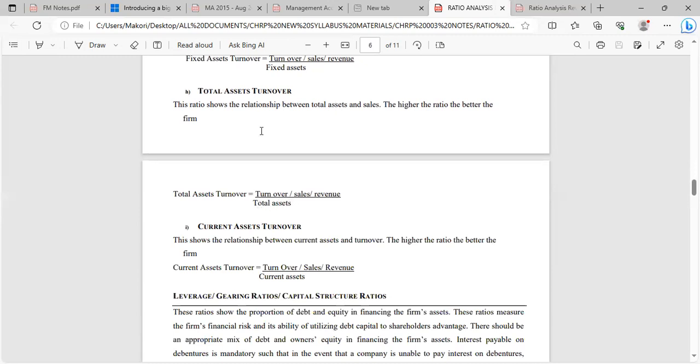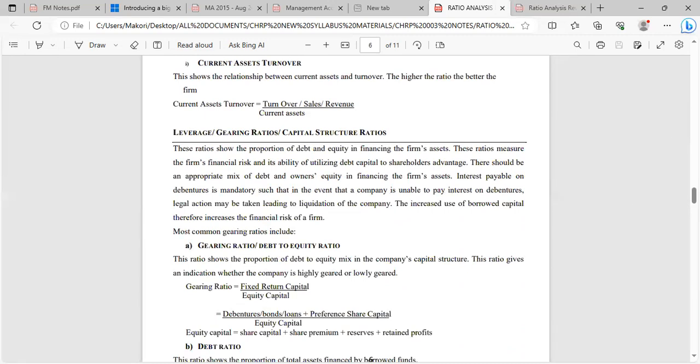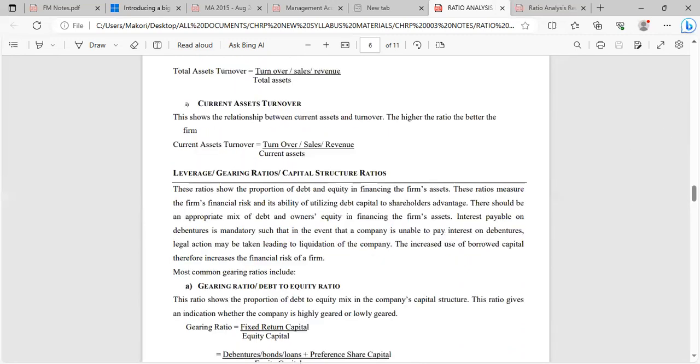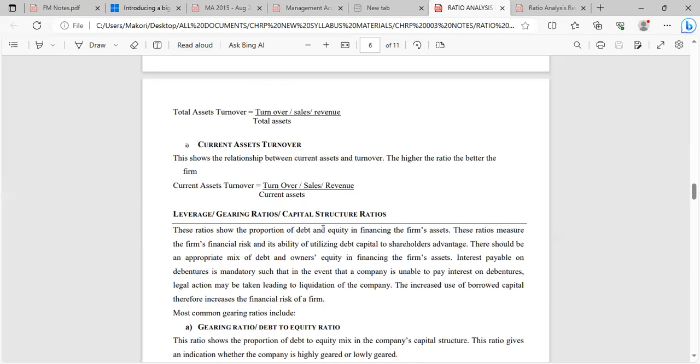So because it is total assets, it is going to be sales over total assets. And the current assets turnover is sales divided by the current assets. Lastly, we have the gearing or leverage ratios, also known as the capital structure ratios. They show the proportion of debt and equity in financing the firm's assets or capital. Of the capital that you have, which proportion is debt and which is equity. Equity is what has been invested by the owners, and debt is what you have borrowed.